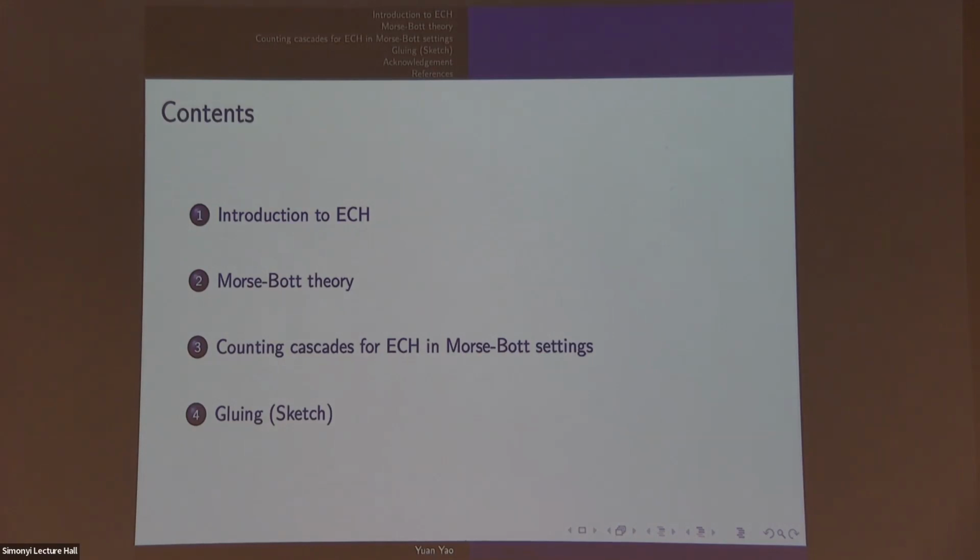So I'll first give you a review of embedded contact homology, then I'll describe how Morse-Bott theory works in the holomorphic curve setting. Then I'll tell you about how to count cascades for ECH. And in the end, I'll give you some sketch of the gluing results, which is kind of the analytic engine that goes into this story.